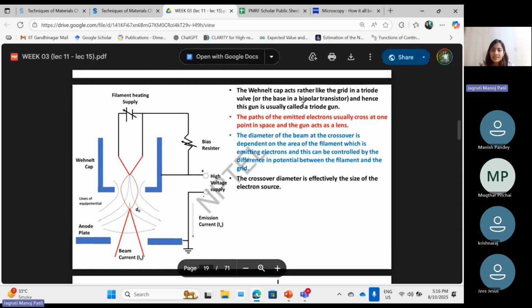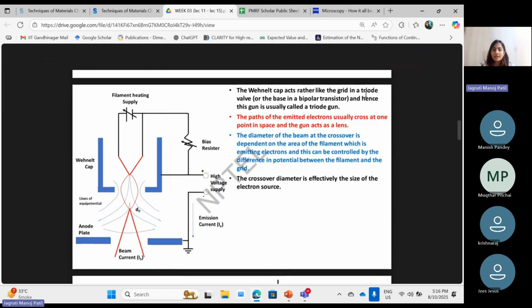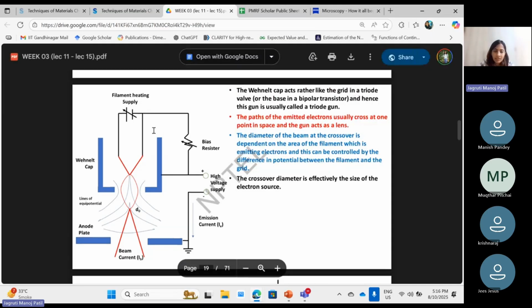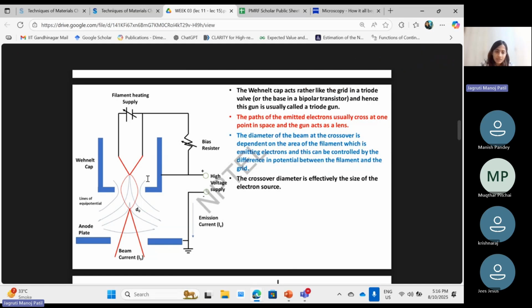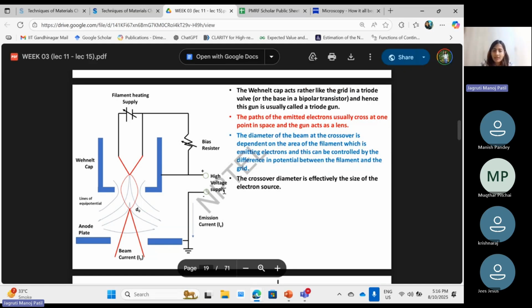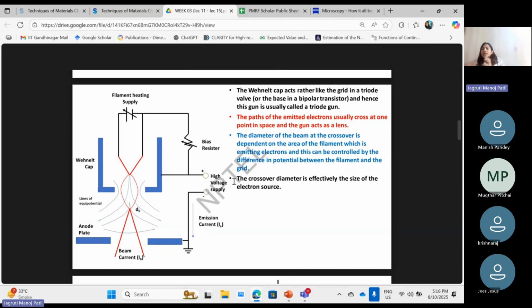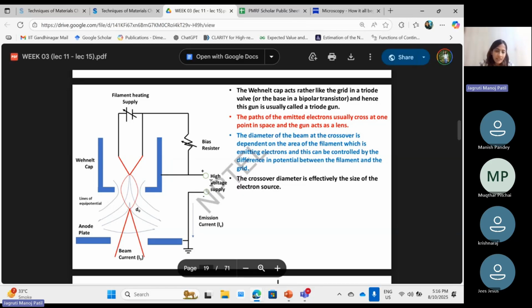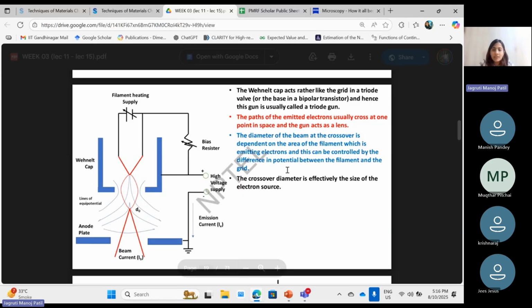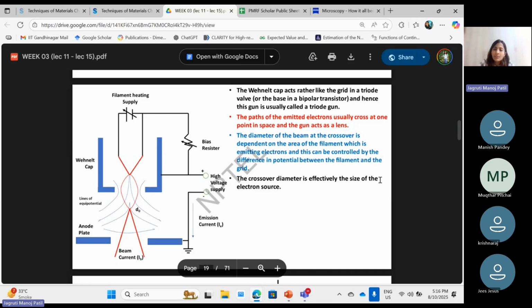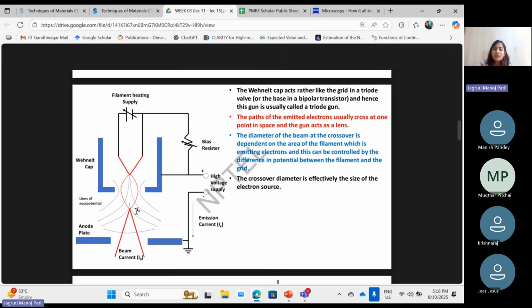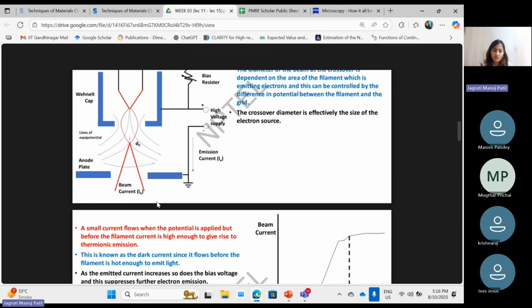So this cap acts as a grid, and hence the gun is called a triode gun. You have a source, you have this part, and you have a high voltage supply through it. So you can adjust these parameters, and they are controlled by the potential difference between the filament and this particular grid. The diameter is effectively the size of the electron source, so this diameter eventually leads to the size of your electron gun source.